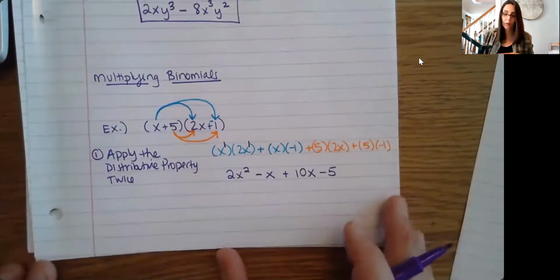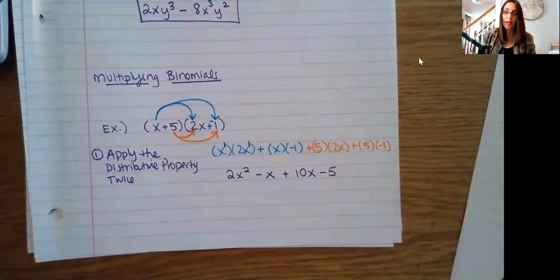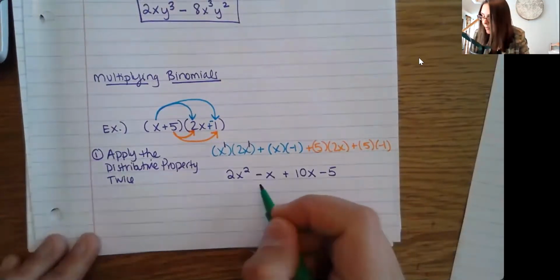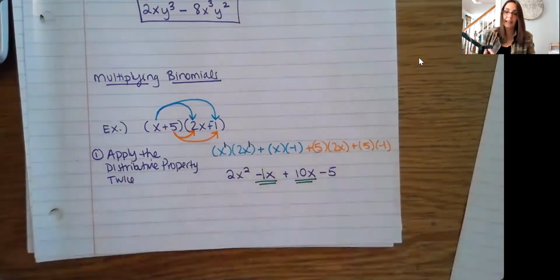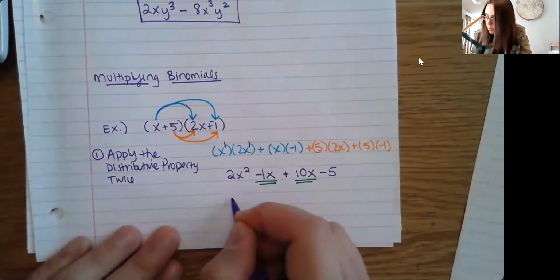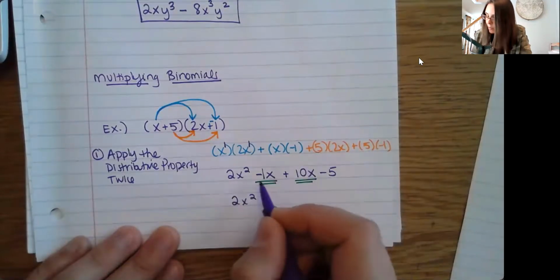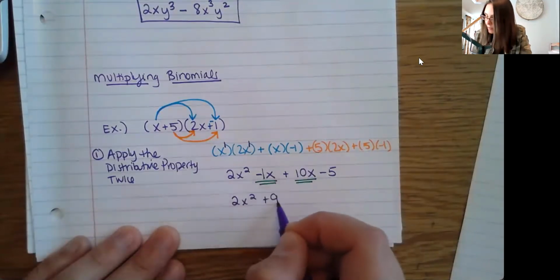Now, oftentimes when we are multiplying binomials like this, you do usually have like terms. So notice that I have a -1x and a positive 10x, and these can get added together. So I have 2x squared, -1 plus 10 is positive 9x minus.